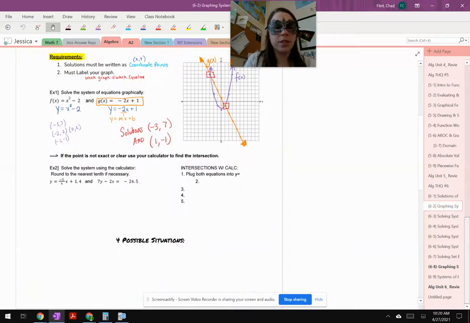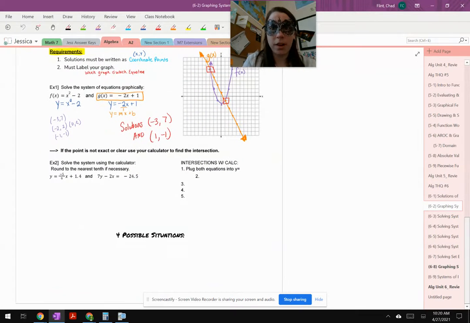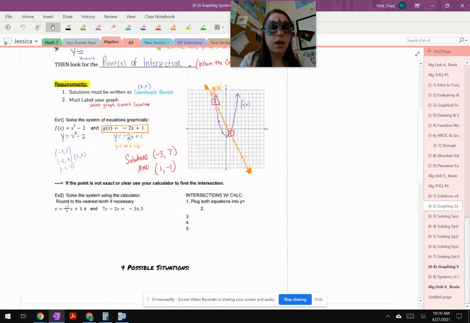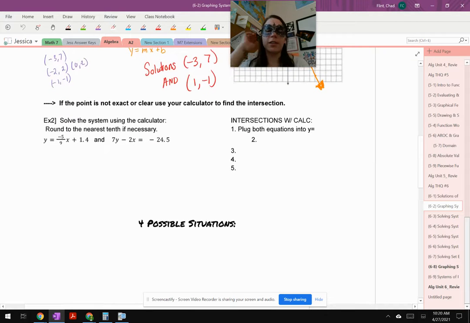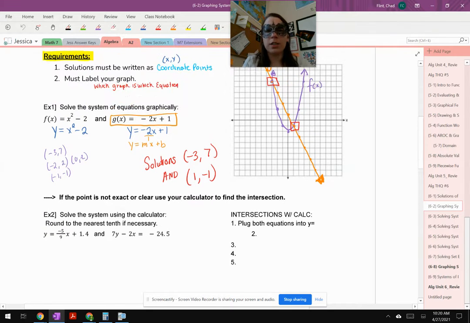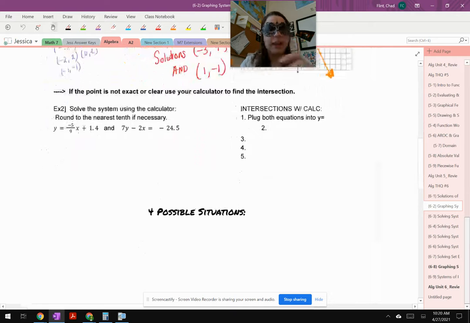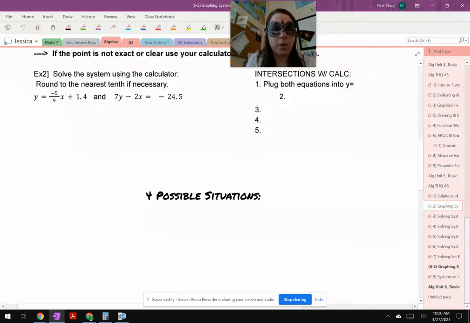Okay, so we're continuing on with 6-2 notes for algebra. All lined up there. And here we have our second example. If the point is not exact or is not clear, you can use your calculator to find the intersection. Obviously in this first example, those points of intersection were very clear and easy to identify. Not so much in this next one.